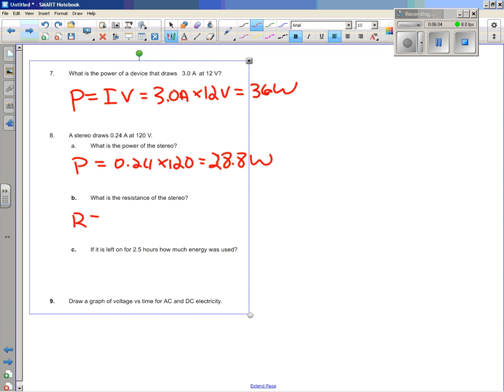What's the resistance of the stereo? You can do that too. R equals V over I. That's 120 volts over 0.24 amps. 120 divided by 0.24 gives me 500 ohms.